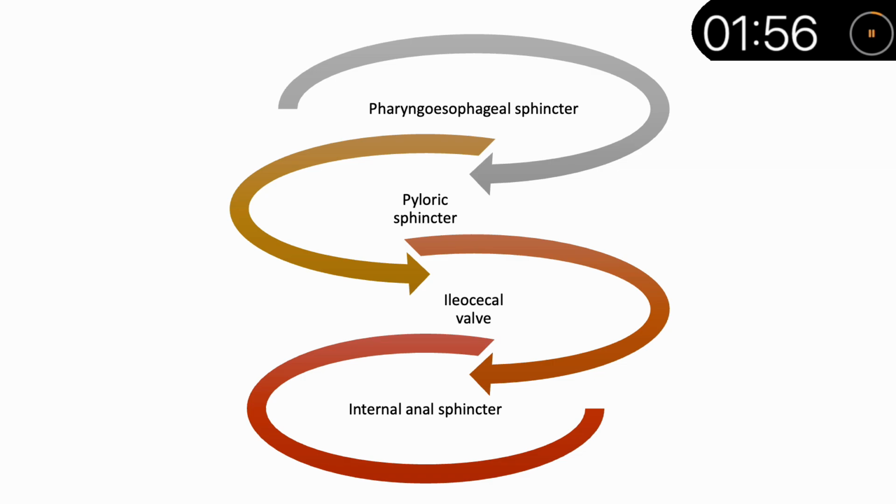Last one, the internal anal sphincter. This, which is the most distally located sphincter, surrounds the anal canal and prevents passage of the feces into the anal canal from the undistended rectum.